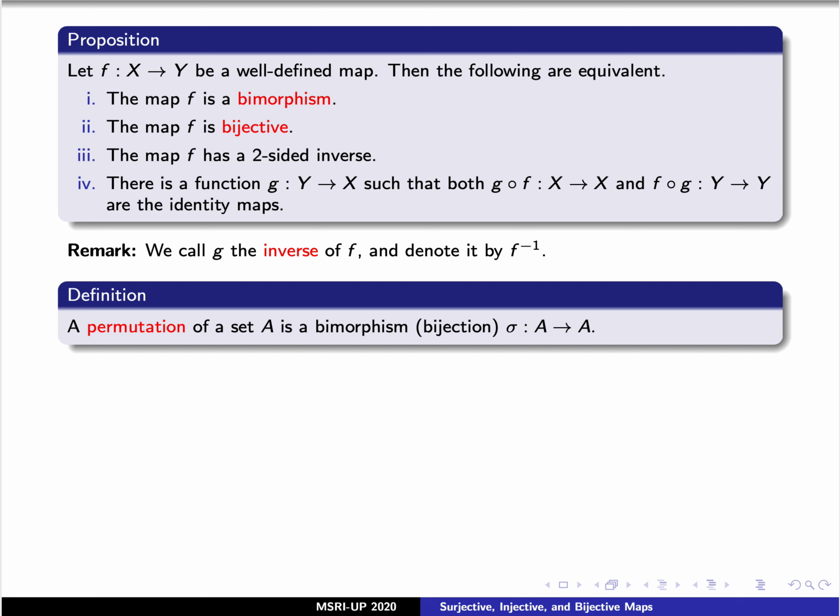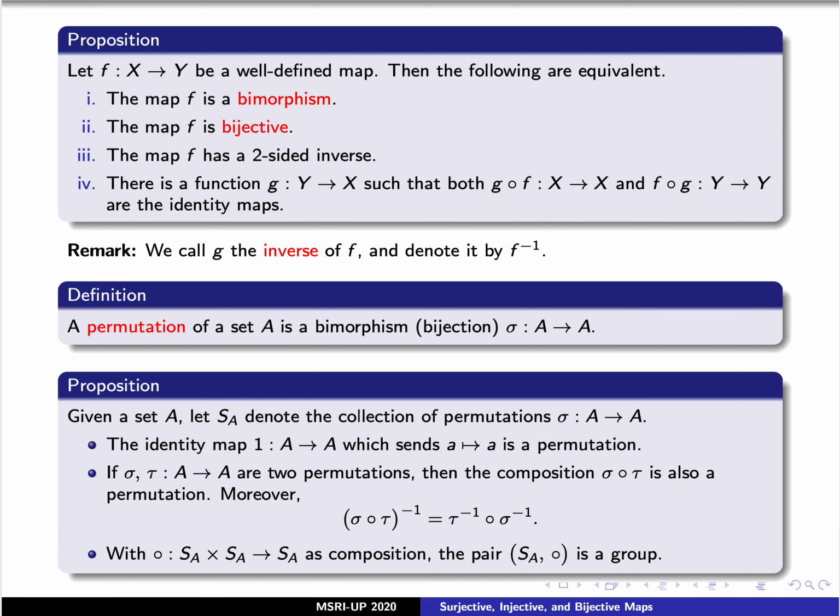Putting all of this together, given now a set A, we'll say that a map sigma going from A to A is a permutation if it's a bimorphism, or a bijection. We can put the collection of permutations together into a set, which we'll denote by S sub A. Again, S sub A is the collection of all permutations, that is, all bijections mapping from A to A. We have three statements. First, the identity map that sends lowercase a to lowercase a, that is, it just simply is the identity map on our set A. This is a permutation, that is, it is a bijection.